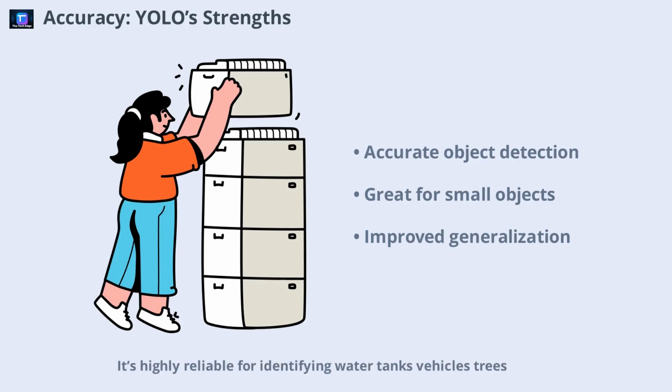It's highly reliable for identifying water tanks, vehicles, trees, fruits, and even crop stress in geospatial imagery. Newer YOLO versions, like YOLO 9 and YOLO World, have further improved generalization and small object detection. If your project requires accurate object counts across large areas, YOLO is a top choice.